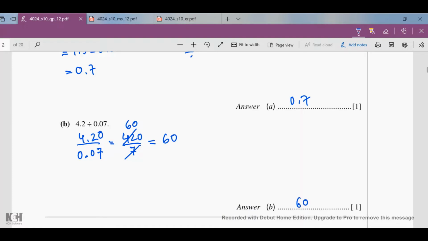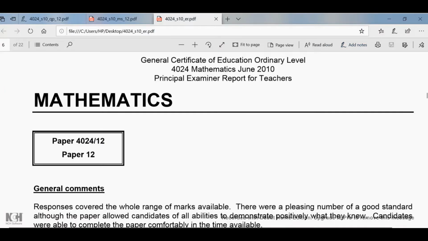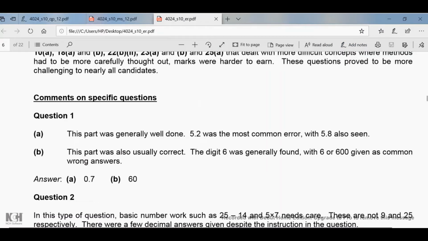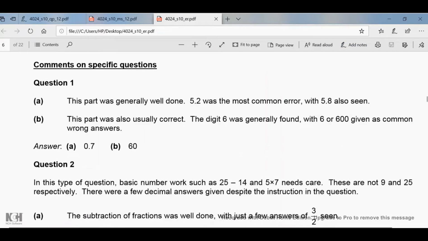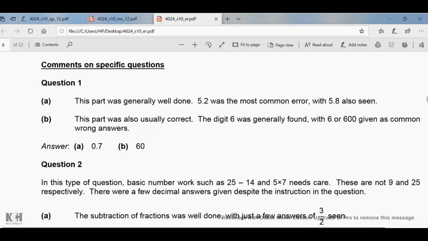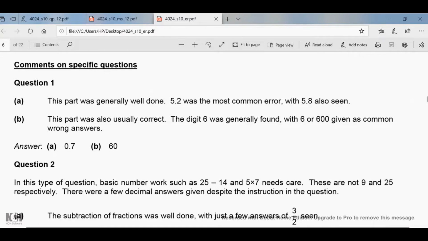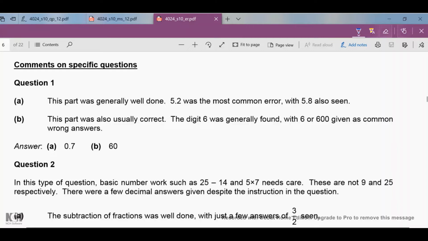The result is coming 60. In the examination report, you can see the students have made a mistake in this part, in question number 1, part B. This part was also usually correct. The digit 6 was generally found, with 6 or 6 given as a common wrong answer. Be careful, please.